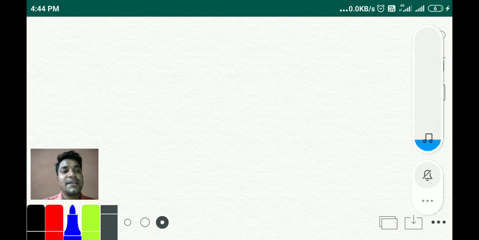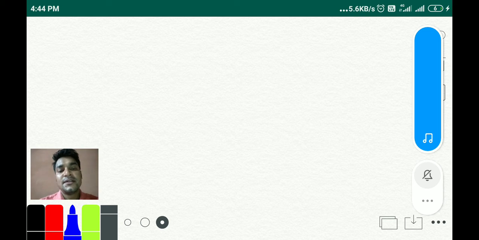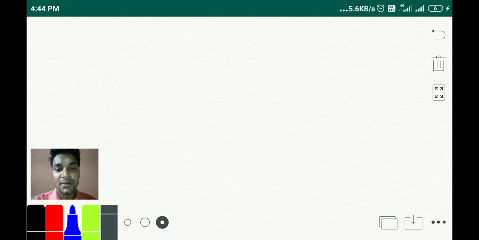Today we are with a new topic, the chemical properties of aldehydes and ketones. That is all about the reduction properties of aldehydes and ketones. Now if you look very carefully, it will be very easy.